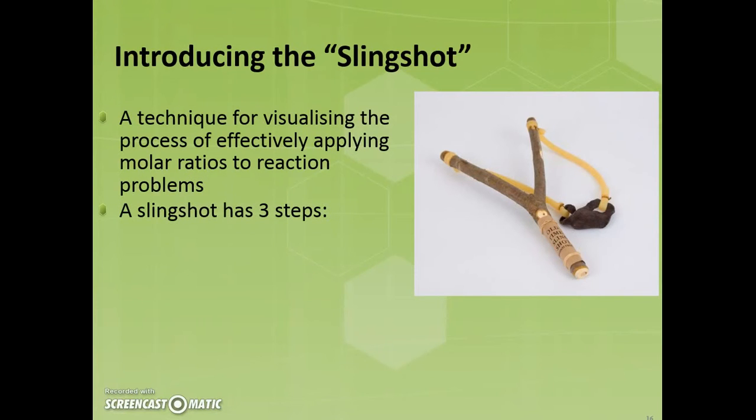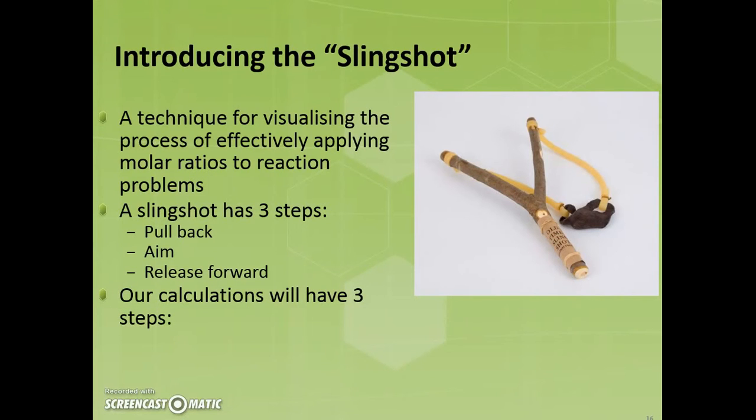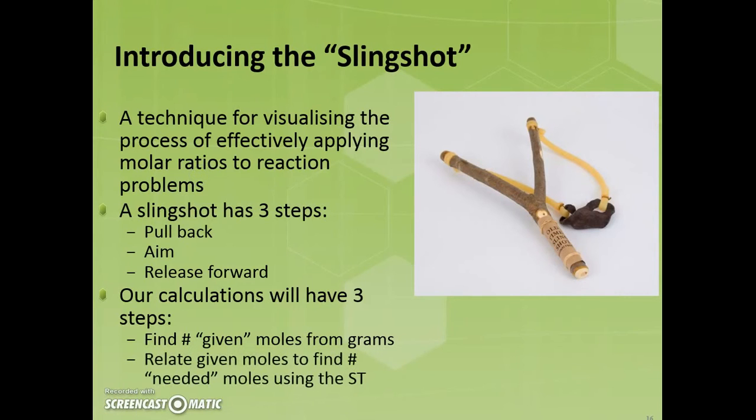So a slingshot has 3 steps. We pull it back, we aim at the target, and then we release it forward. And our calculations today have 3 steps as well. We are going to find the number of given moles from the grams that are given in the question. We're going to relate those given moles to find the number of needed moles using the stoichiometry term. And then we're going to convert the moles to the needed grams and report that and collect full marks.